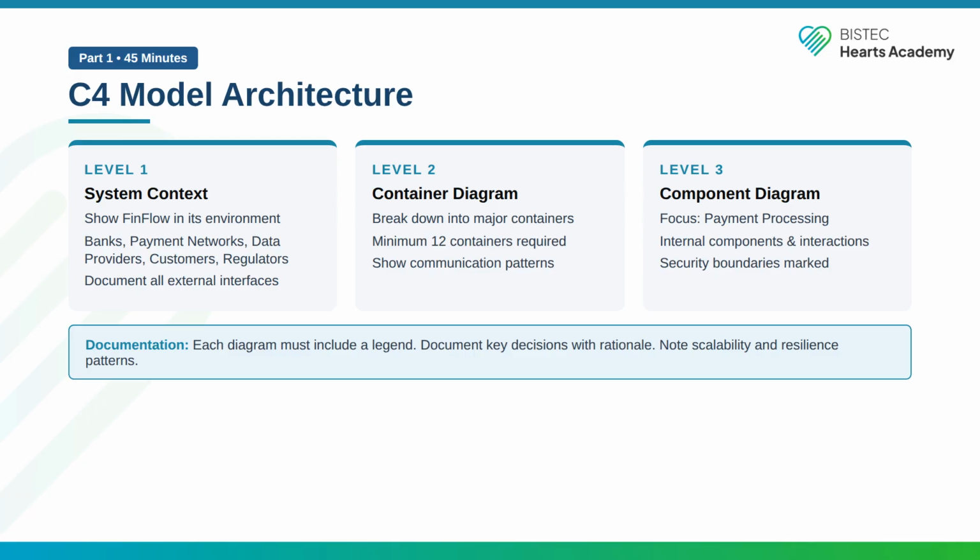Every diagram needs a legend. Every major decision needs a rationale. We chose Kafka over RabbitMQ because of X, Y, Z. If you can't explain why, you haven't made an architecture decision, you've made a preference.